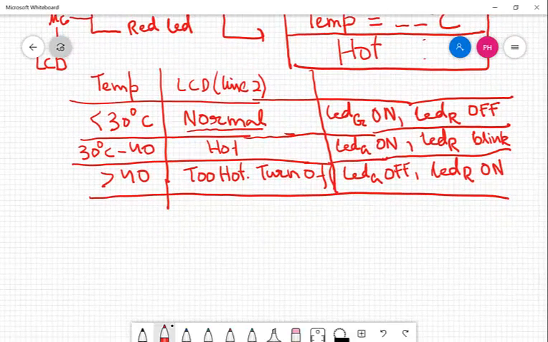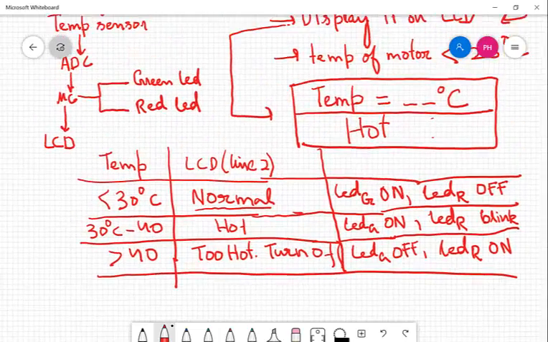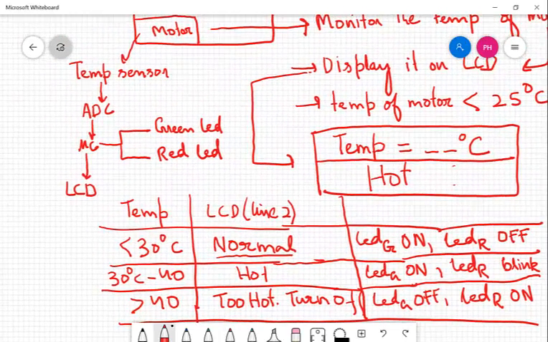Is that okay? Now let's slowly move towards the solution of this problem, how we are going to solve this problem. First we will discuss the hardware interface, and then we will write a program. First things first, the first most important thing is choosing the hardware. We have to choose the hardware. We have to see what type of temperature sensor I will be using, what ADC I will be using, what microcontroller I will be using, what LCD I will be using.